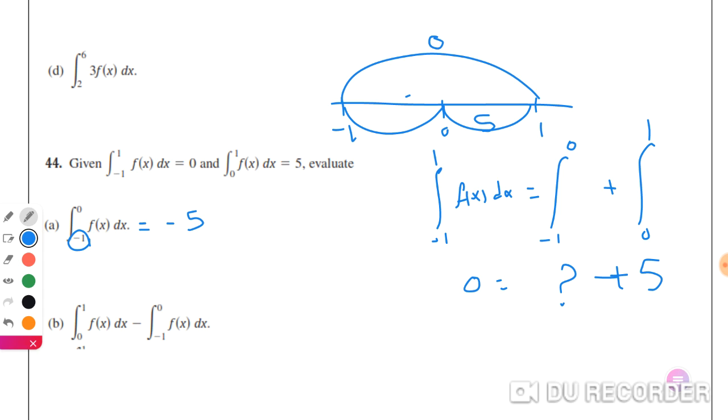For this one, find the definite integral from 0 to 1, which is 5, minus the integral from negative 1 to 0, which I already found in part A. It will be 10.